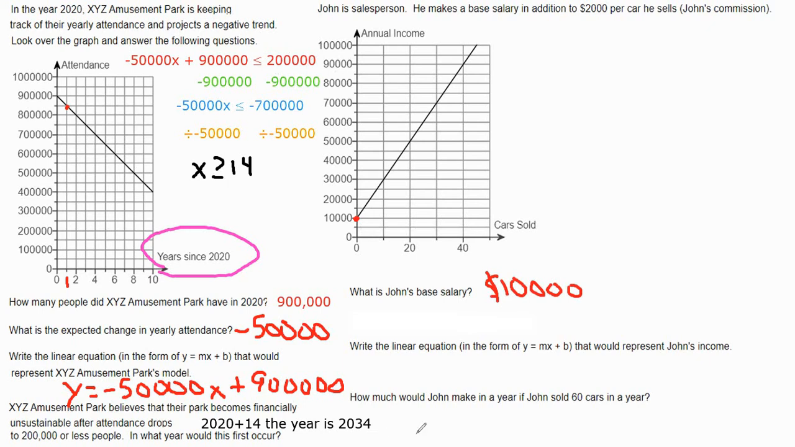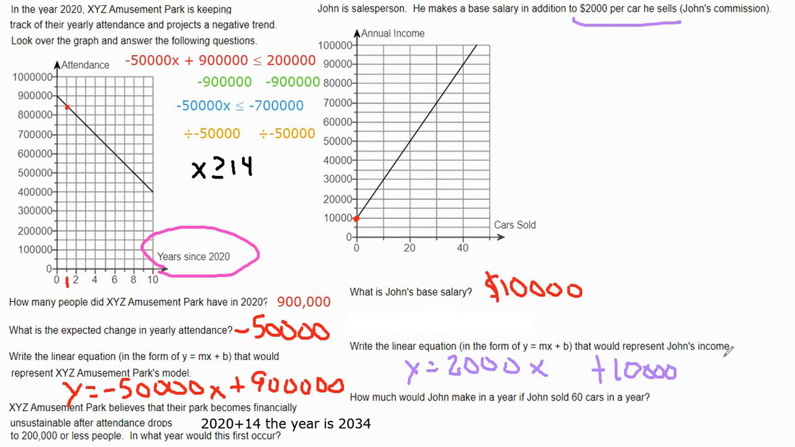So now we need to write the linear equation that would represent John's income. Well, just for showing up to work, he gets $10,000. So that's going to be the y-intercept. And he makes $2,000 per car, so that'd be 2,000 times x.